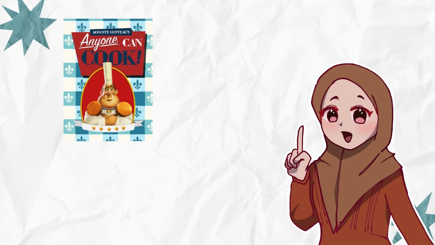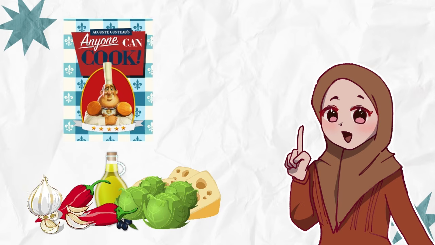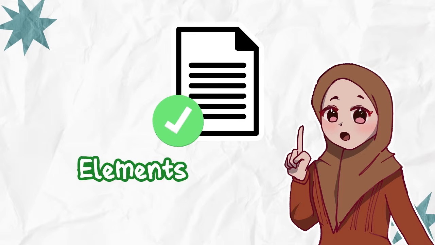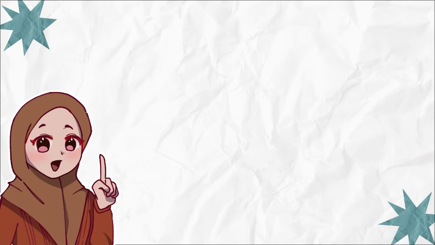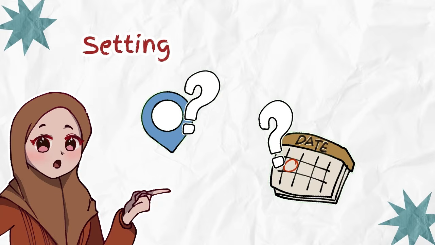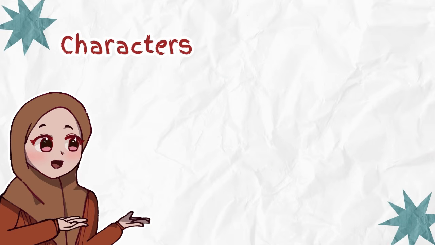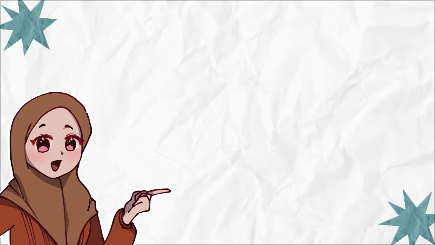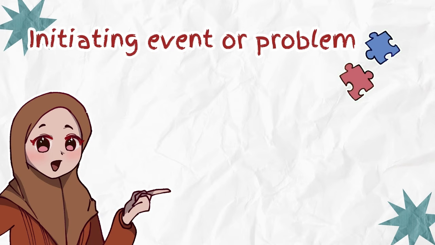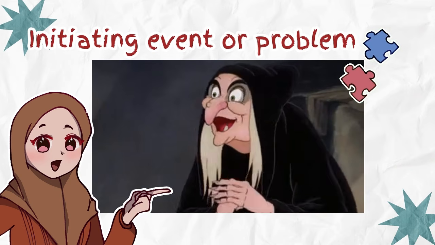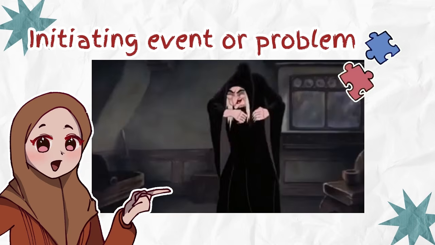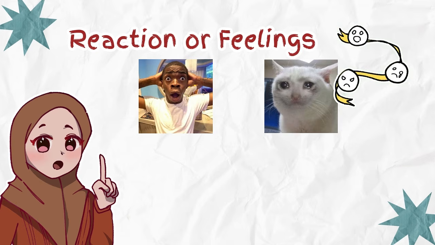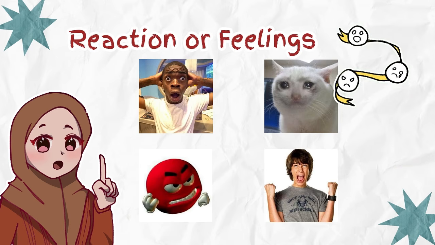Now, just like every good recipe needs certain ingredients to taste good, every narrative text needs certain elements to be a good story. The first element of narrative text is setting, that is where and when the story takes place. And then characters, which are the people, animals, or creatures who act out the story. Next up is initiating event or problem, meaning what happens to cause a response that sets a series of other action in motion. Then reaction or feelings, or the characters' feelings and how they react about what happened.